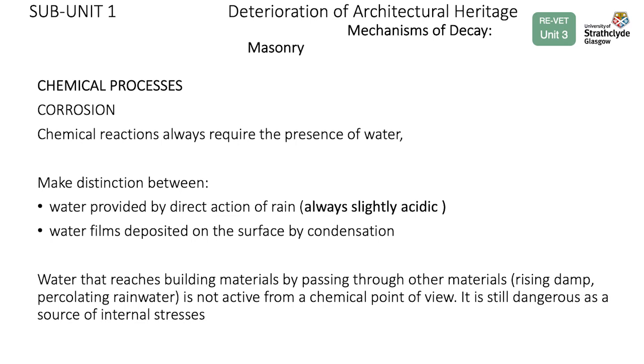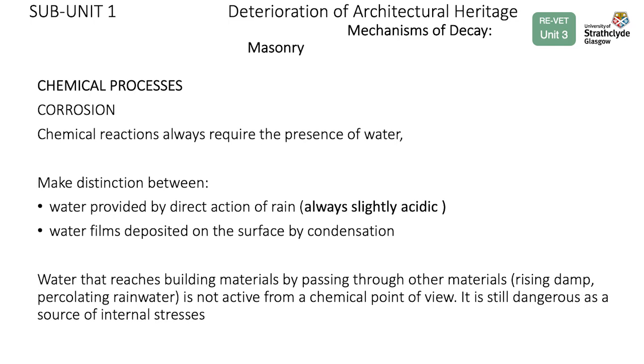Concerning chemical processes, corrosion is a chemical reaction which always requires the presence of water. We should make a distinction between water provided by direct action of rain, which is always slightly acidic, and water films deposited on the surface by condensation.